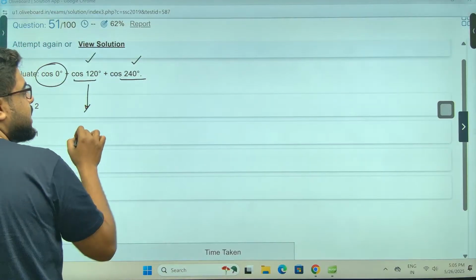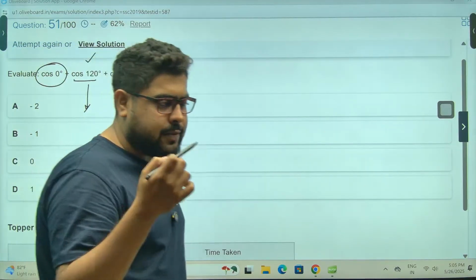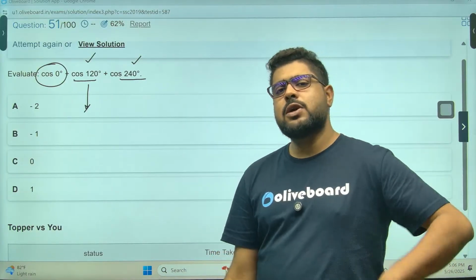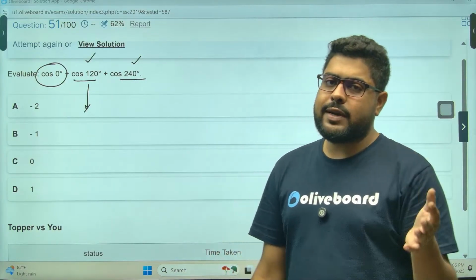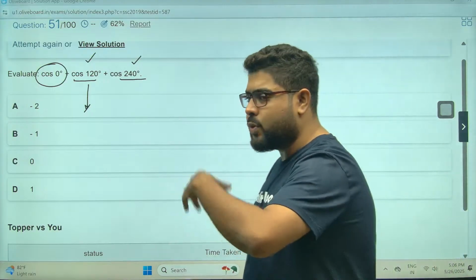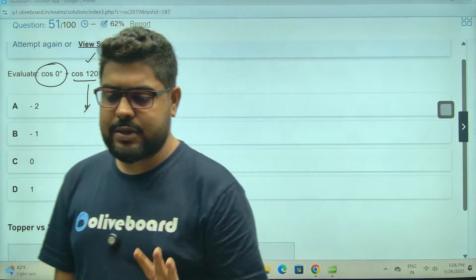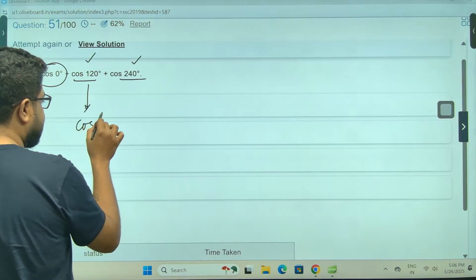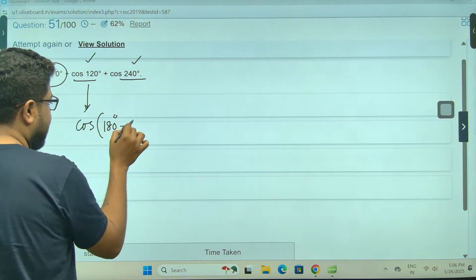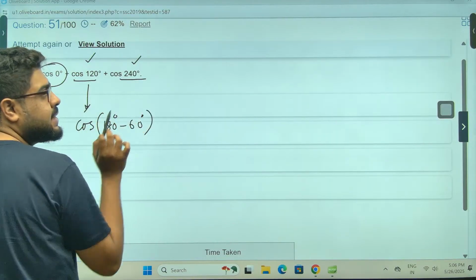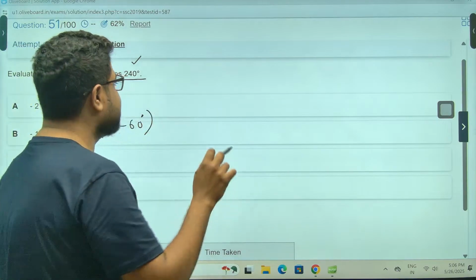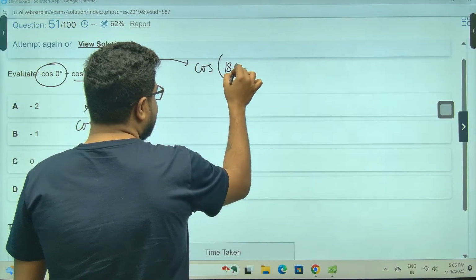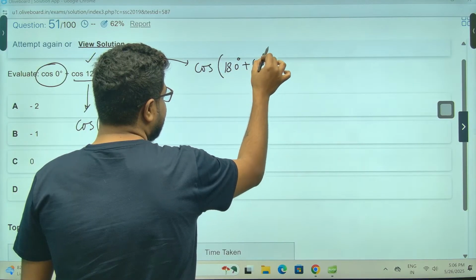In these situations, I've told you in my classes, when we did this associated angles thing, these are called associated angles. Always try your best to go through x-axis. Last axis you cross is x-axis. So I can write this as 180 degree minus 60 degree. 180 degree is negative x-axis. 240, I can write cos 180 degree plus 60 degree.